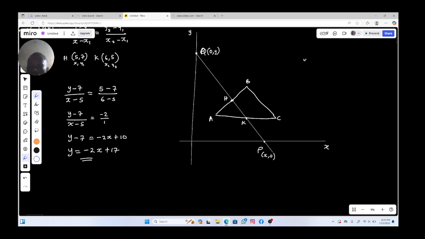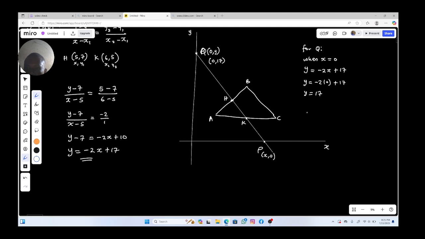So for Q, when x is equal to 0, we use the equation of the line we've got. This HK line is y equals minus 2x plus 17. Let's substitute x equals 0. So y will be equal to minus 2 bracket 0 plus 17, so y will be equal to 17. So the coordinate there is going to be 0, 17. So that point is out.